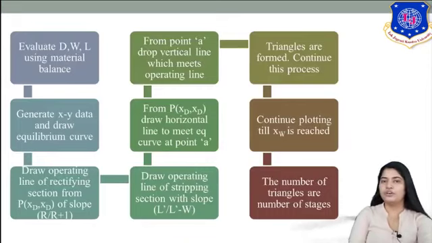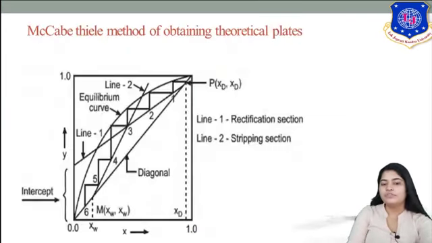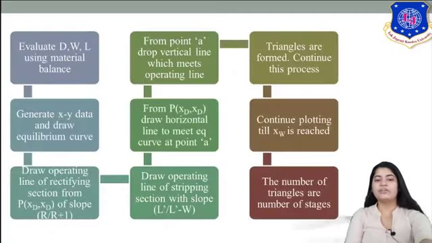Now from point A, draw a vertical line which meets the operating line. First from P I drew a horizontal line, it intersects the equilibrium curve, and from that point I now draw a vertical. A triangle is formed here, drawn till the operating line. Similarly, now continue this process, continue the formation of triangles.